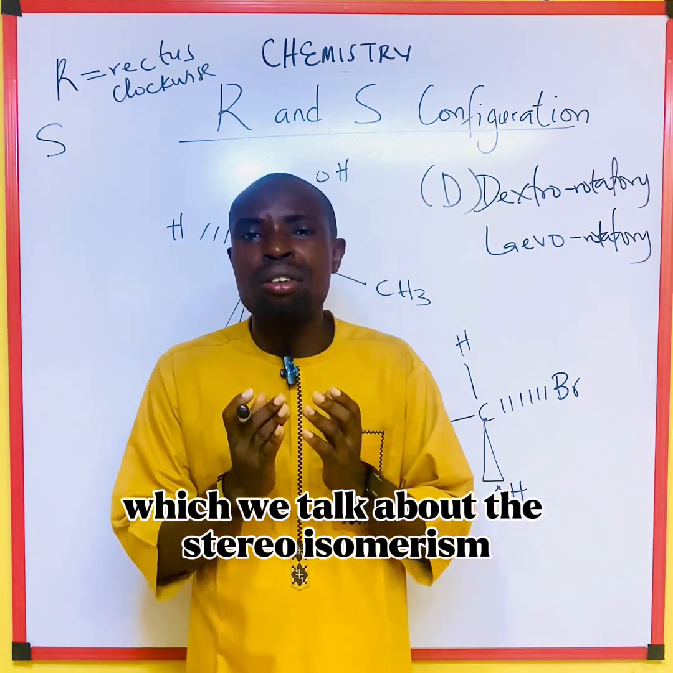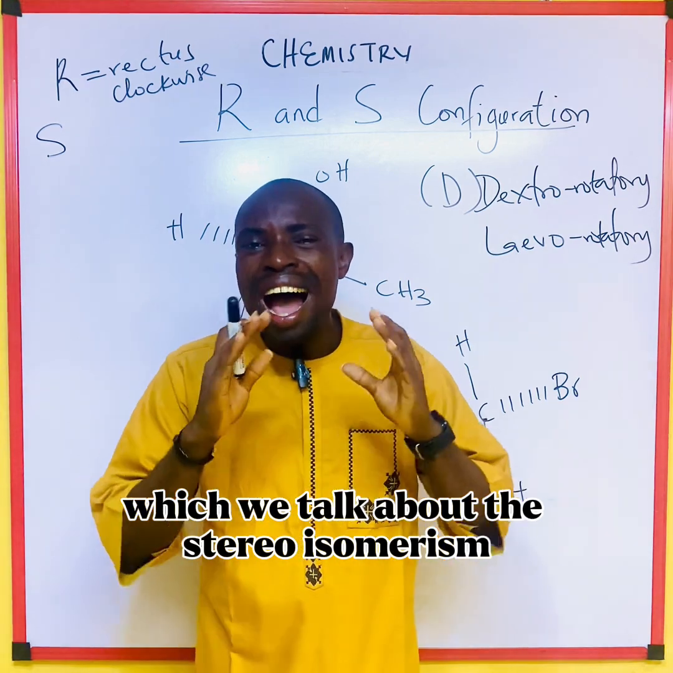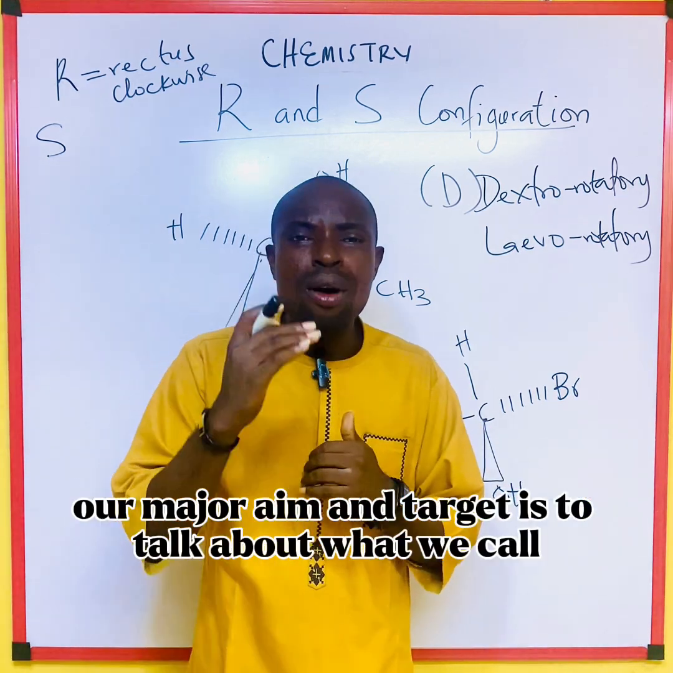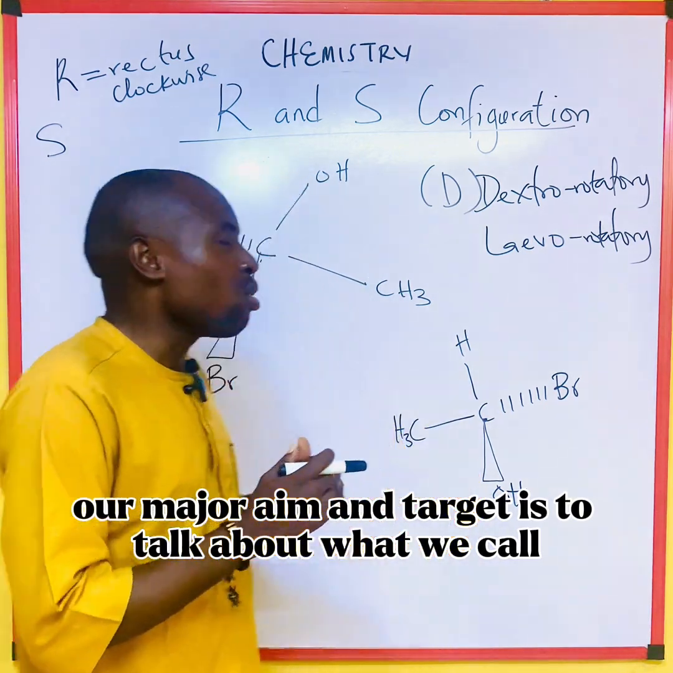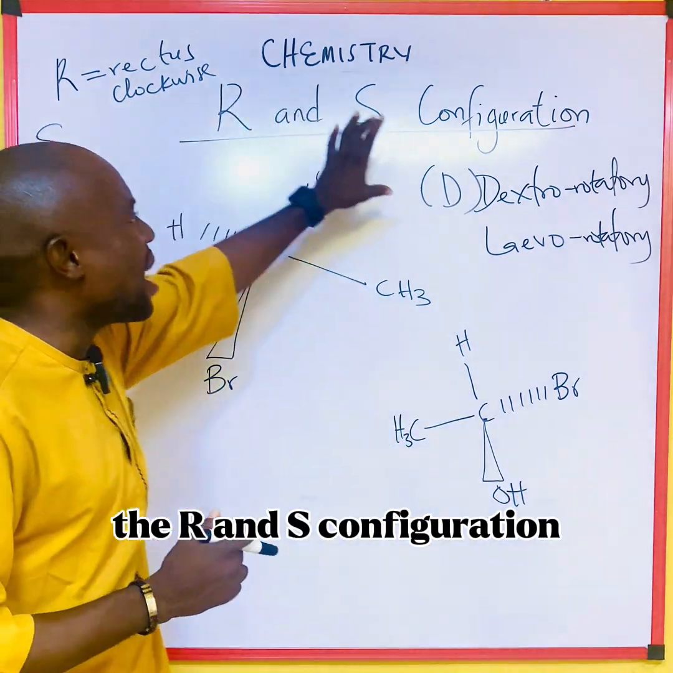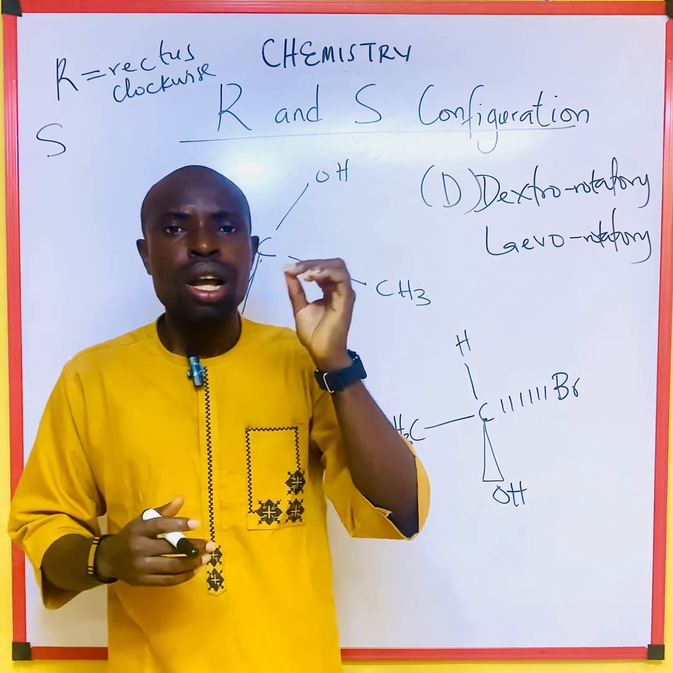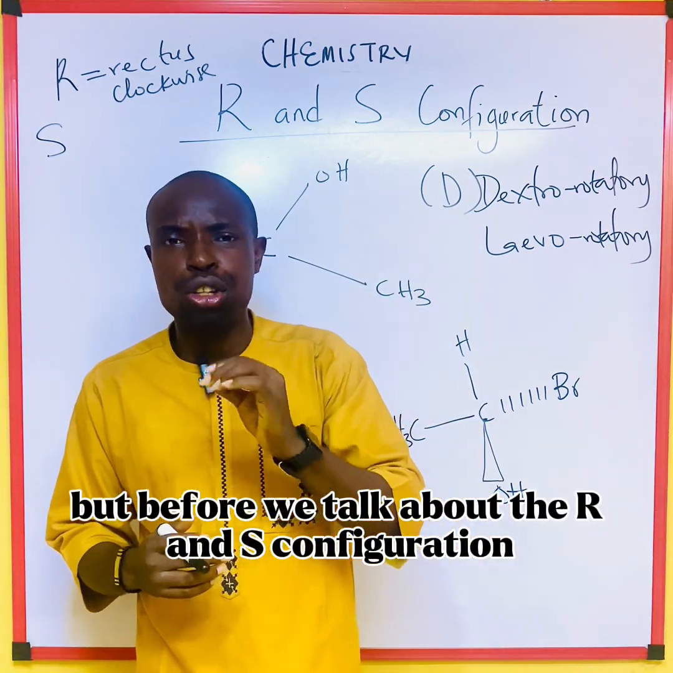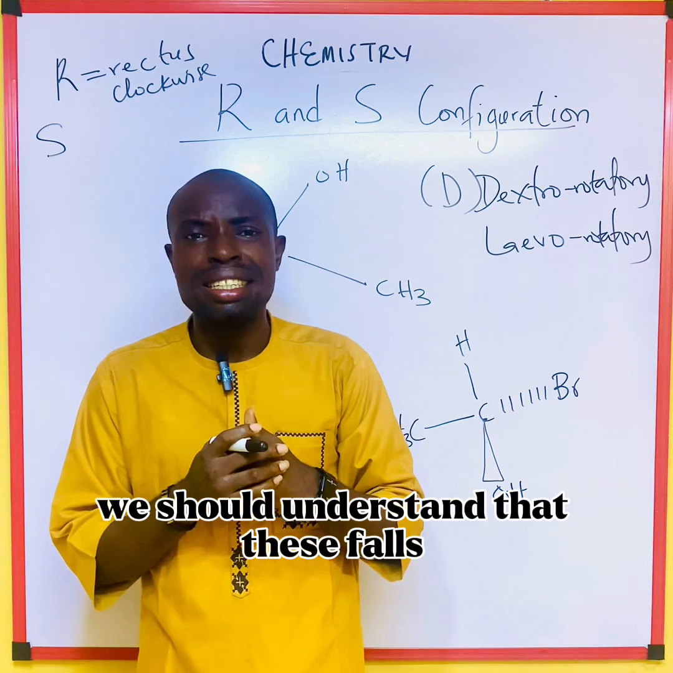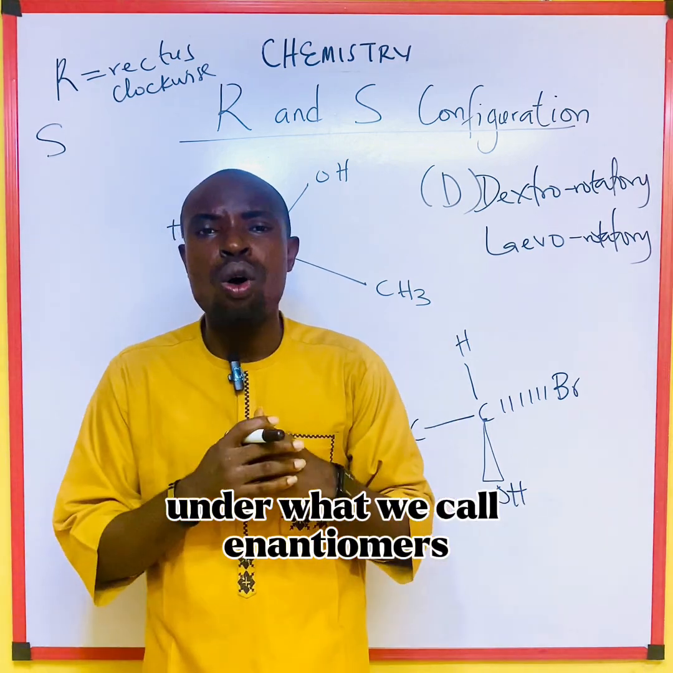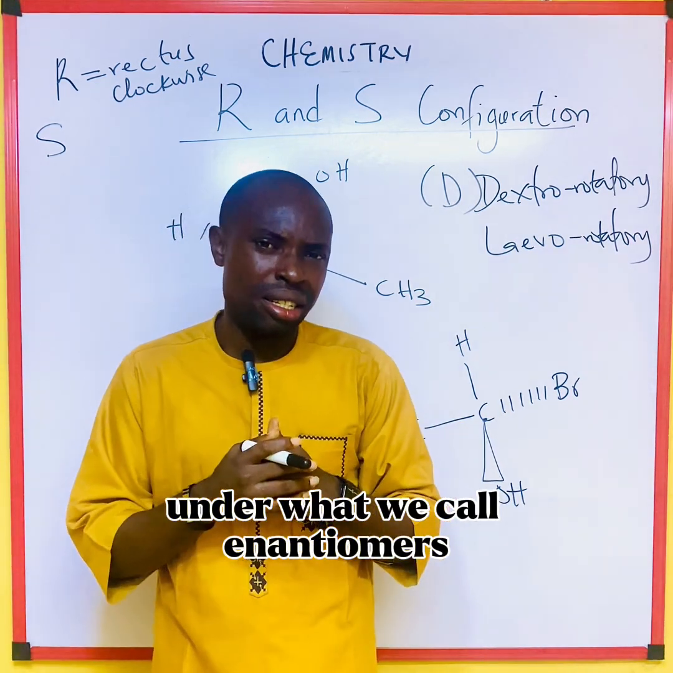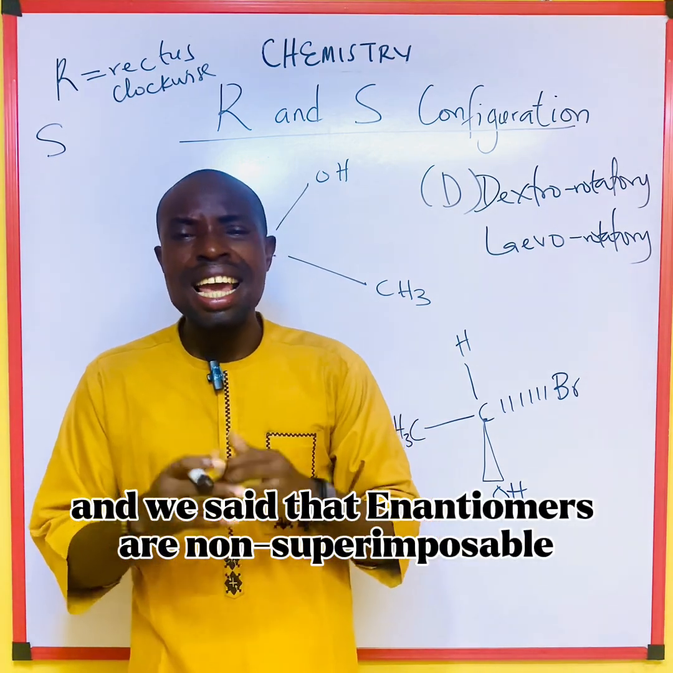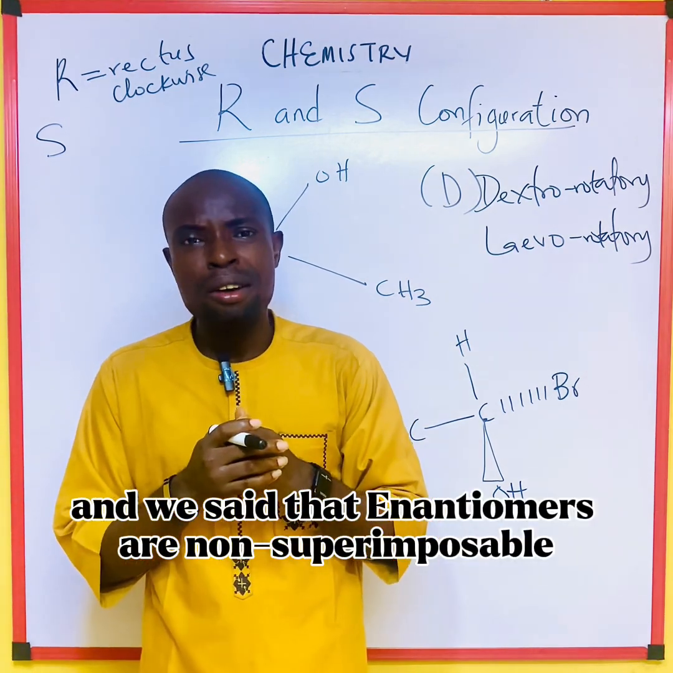Now in this video, we're going to be talking about a very important aspect of organic chemistry, which is stereoisomerism. Under stereoisomerism, our major aim and target is to talk about what we call the R and S configuration. But before we talk about the R and S configuration, we should understand that this falls under what we call enantiomers.